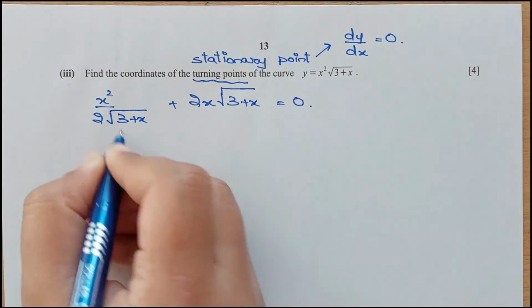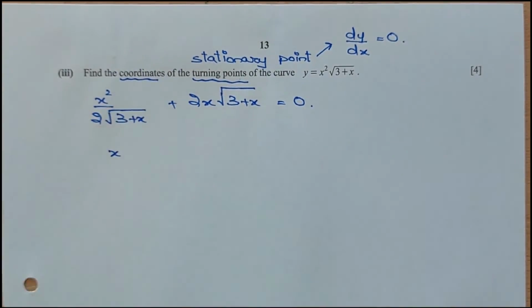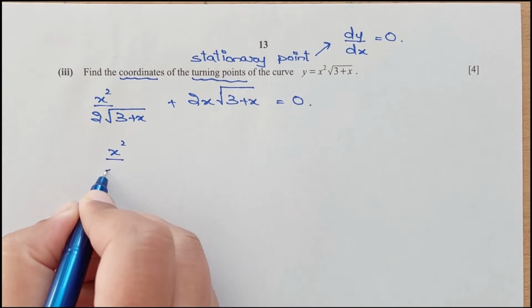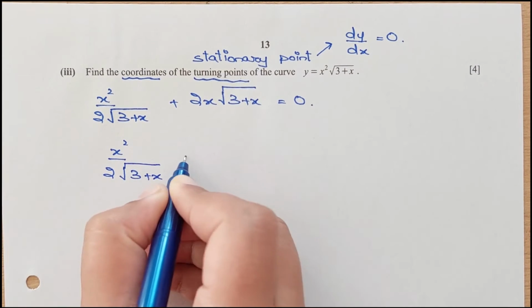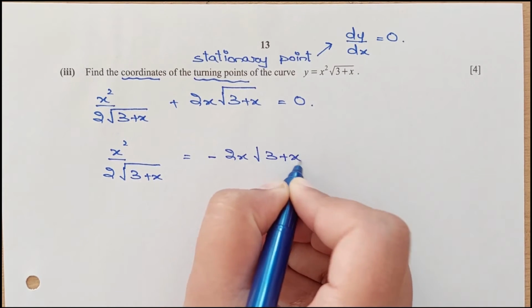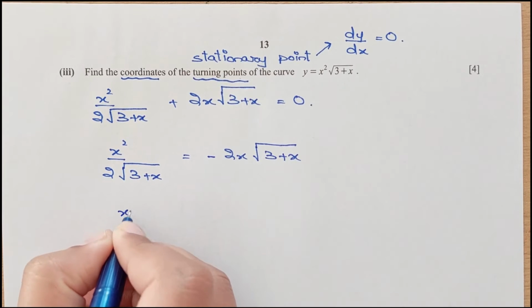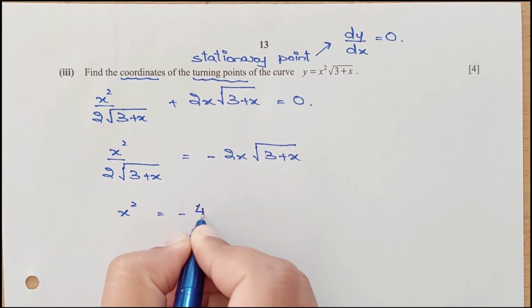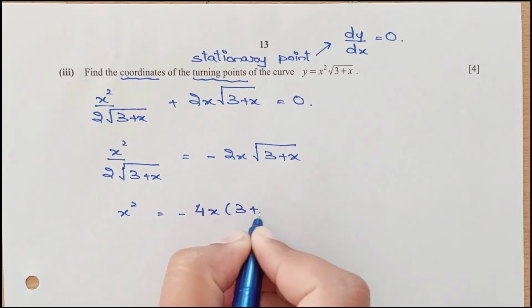Further simplification, shifting this term to the other side. We have to find the coordinates, which means we have to find the x and the y values, right? So x square divided by 2 square root of 3 plus x equals minus 2x square root of 3 plus x. Now we have to do the cross multiplication. So here we have x square, and here we have 2 times 2, which is negative 4x, and square root times square root is just this term, 3 plus x.